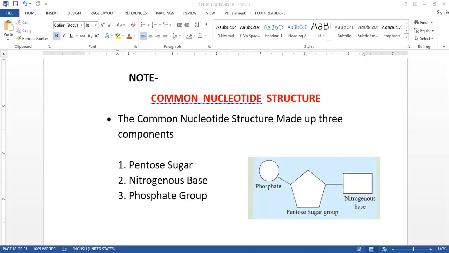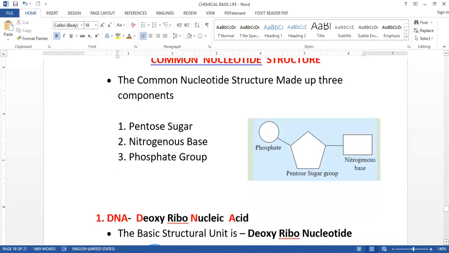Right. So now look at this one. This is a picture of the common nucleotide. The common nucleotide structure is made up of 3 components: the pentose sugar group, the phosphate group, and the nitrogenous group. And there are 5 types of nitrogenous bases. And I didn't give the nitrogenous bases here, right?